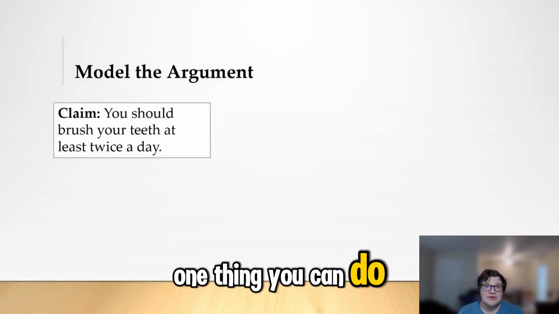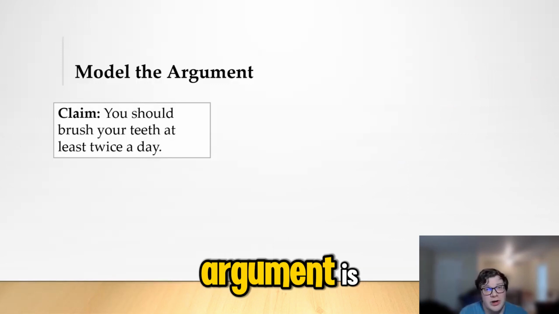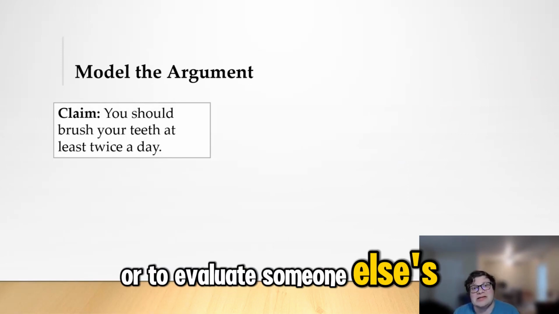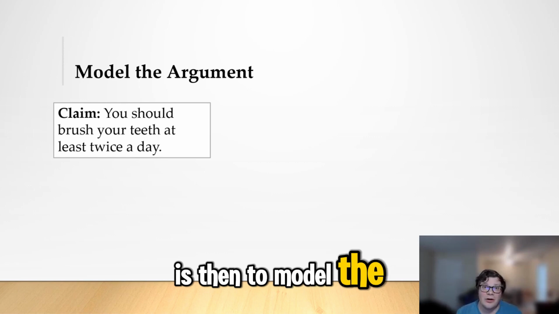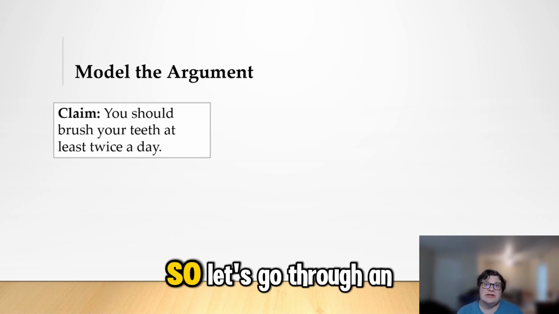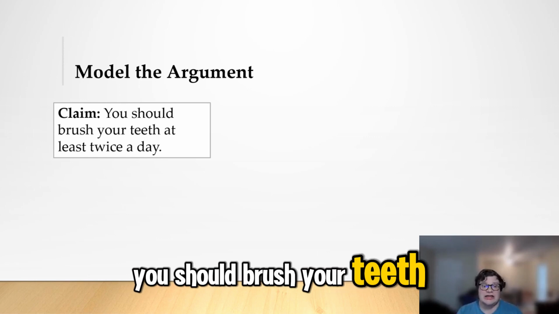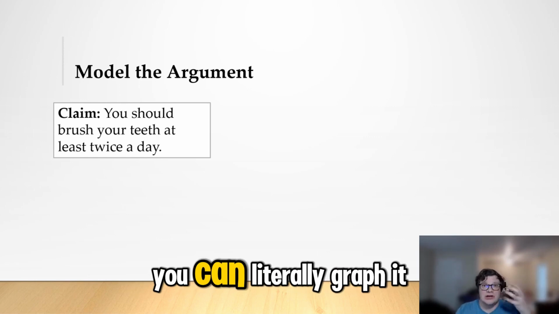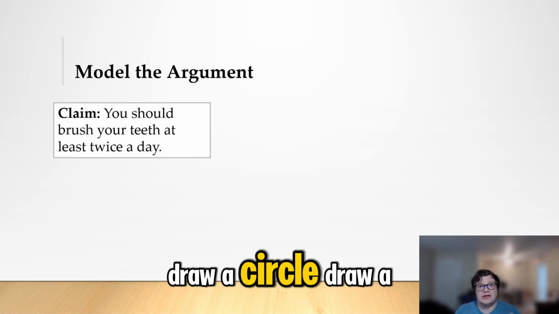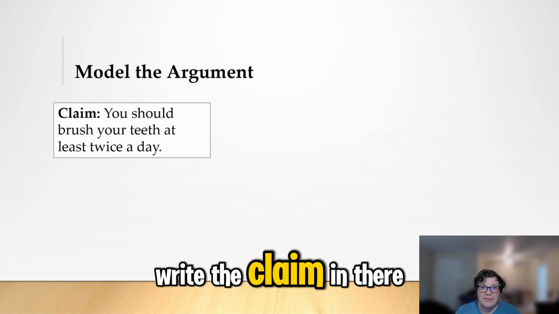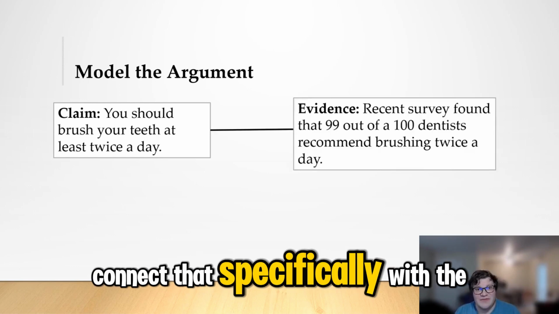One thing you can do to determine how strong your argument is, or to evaluate someone else's argument, is to model the argument using the Toulmin model. So let's go through an example of that. Here we have a claim that you should brush your teeth at least twice a day. You can literally graph it: draw a circle, draw a box, write the claim in there. Connect that specifically with the evidence.